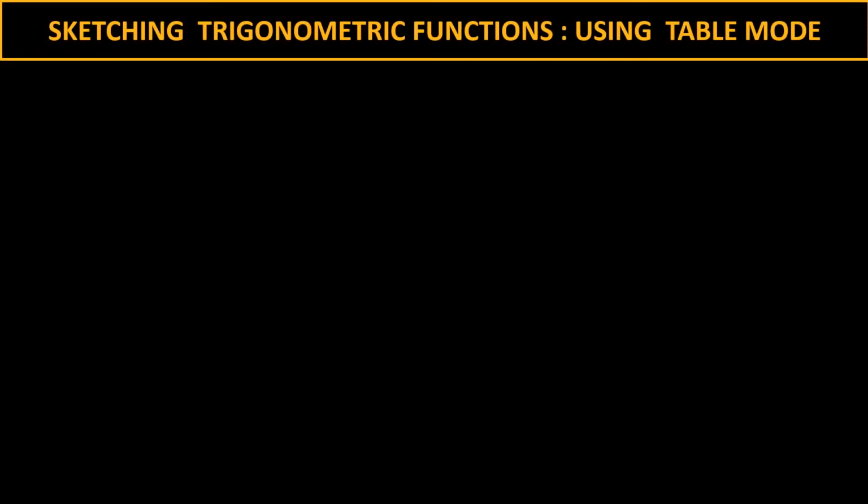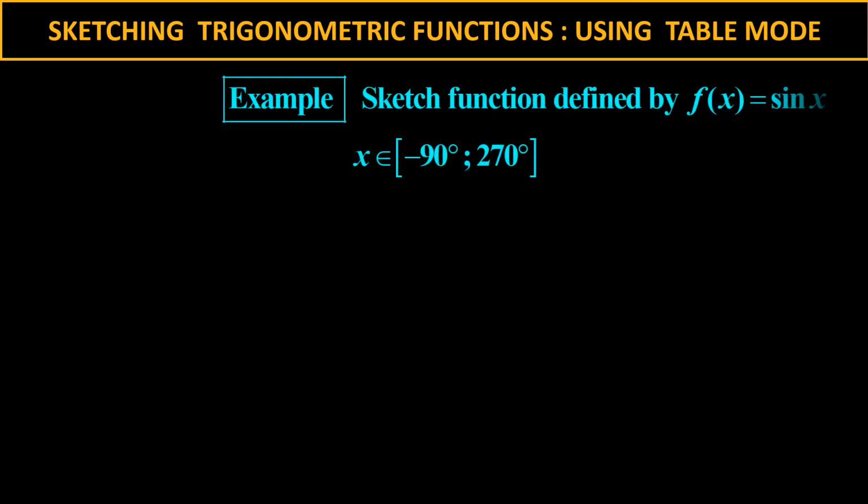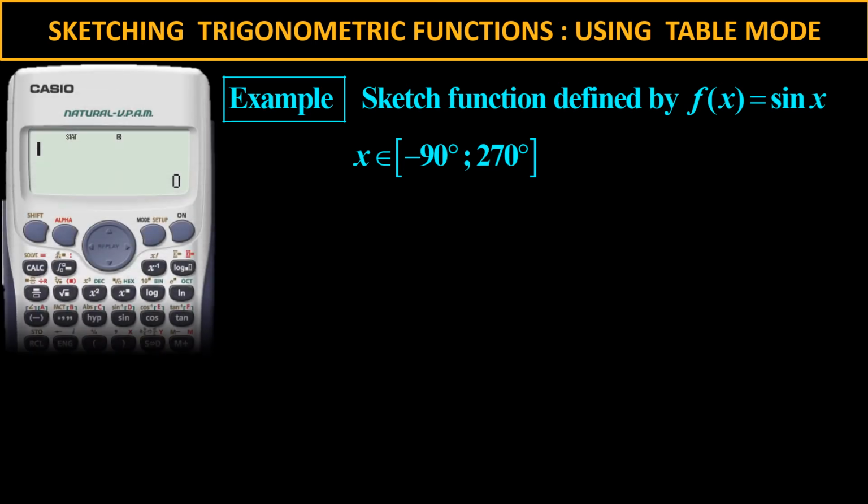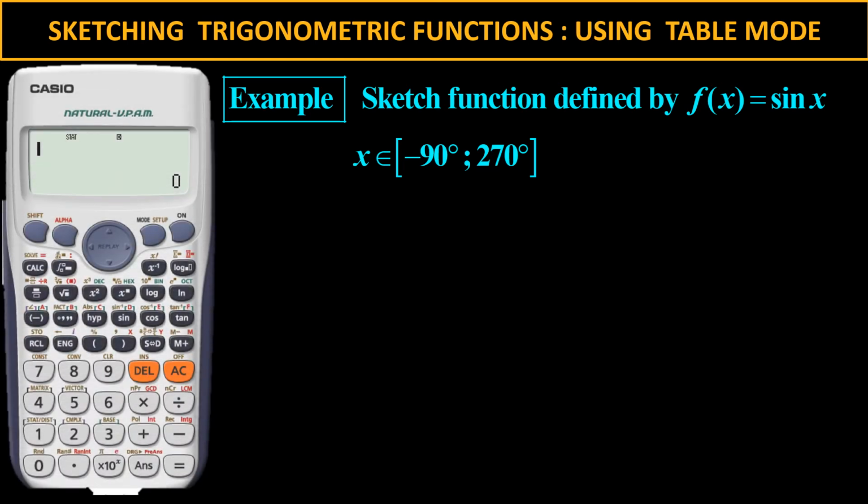Now let's see how we can use the table mode on your calculator for assisting you to sketch trigonometric functions. Let's take the example here. Let's say you have to sketch the function defined by f(x) equal to sine of x, with the domain from negative 90 to 270. I'm using this particular Casio calculator, but there are besides differences with other calculators, but very minor.